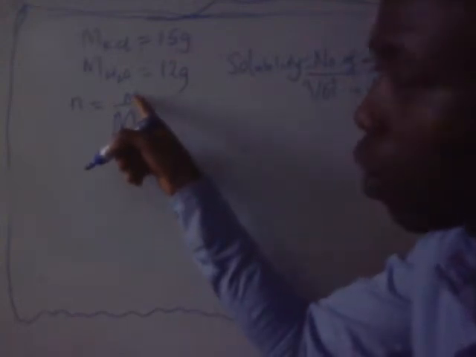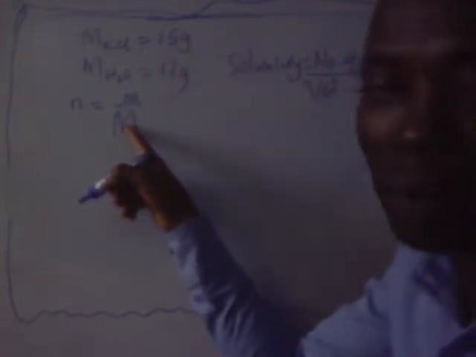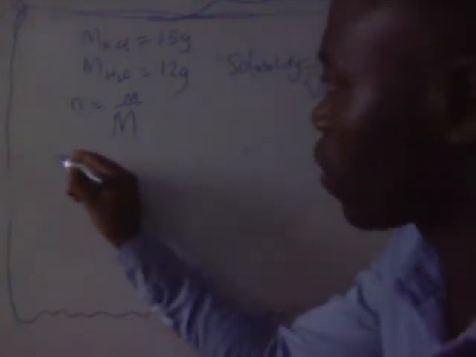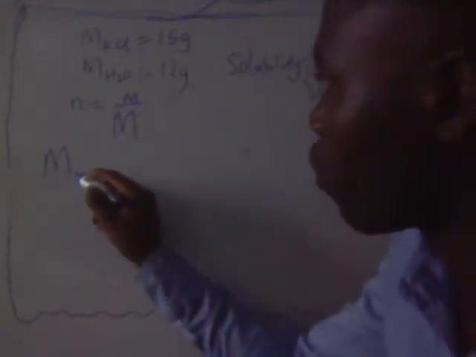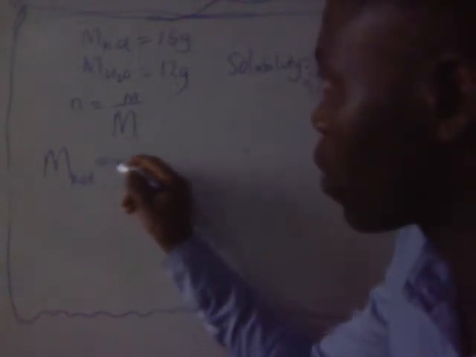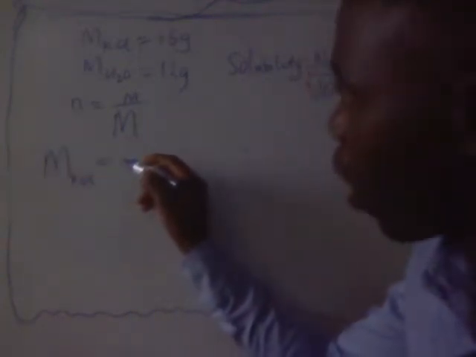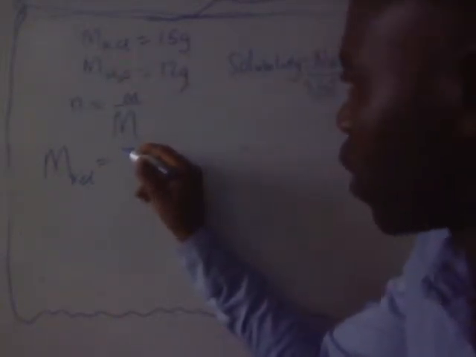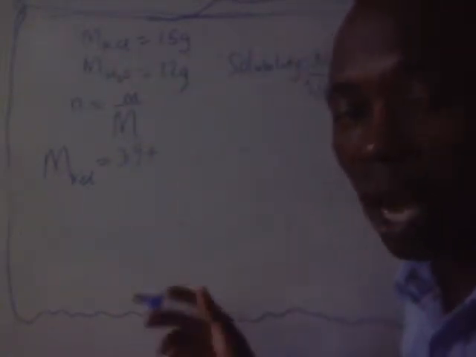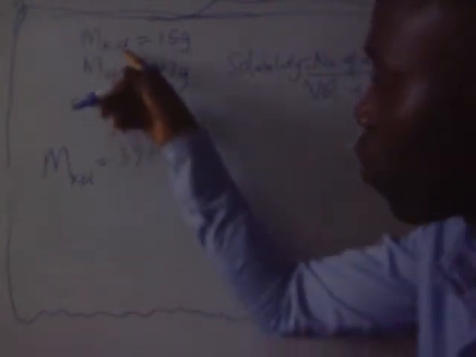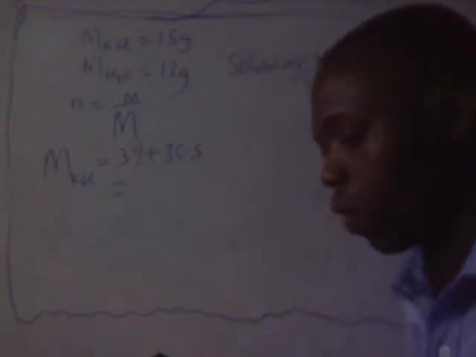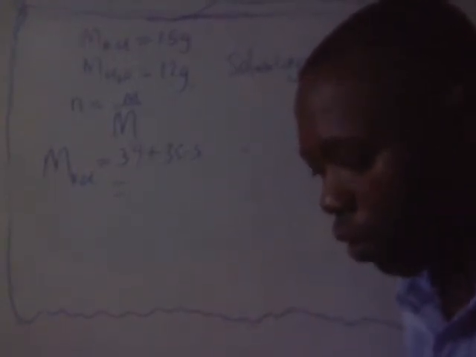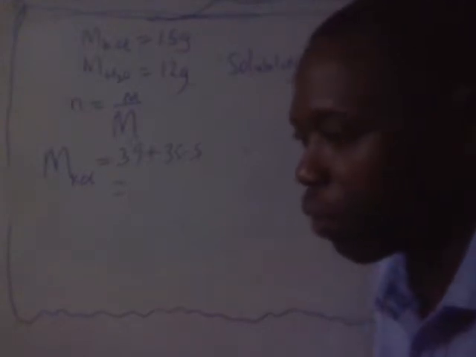So the mass of the potassium chloride is 15 grams. What about the molar mass? You have to calculate the molar mass of potassium chloride. Molar mass, capital letter M. Potassium chloride is K Cl. K is given as 39, plus chlorine is 35.5. When you add this together, what do you have? 39 plus 35.5 gives us 74.5.